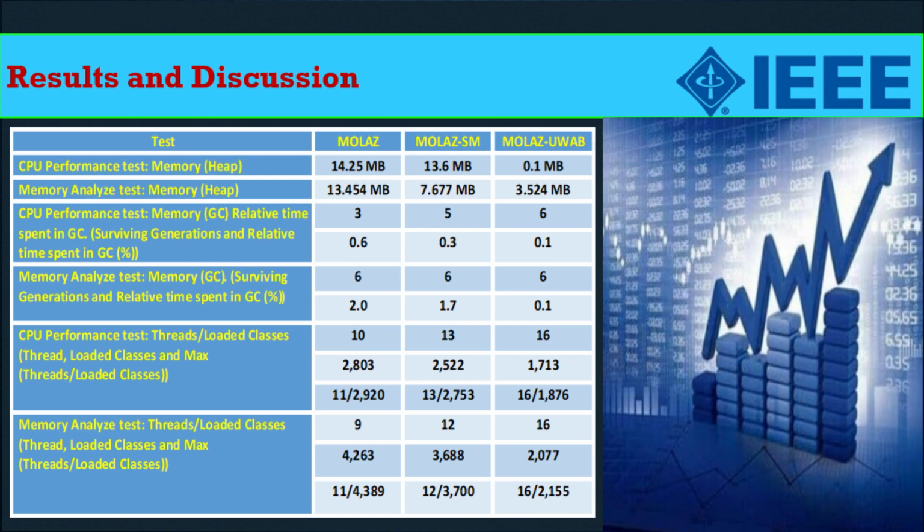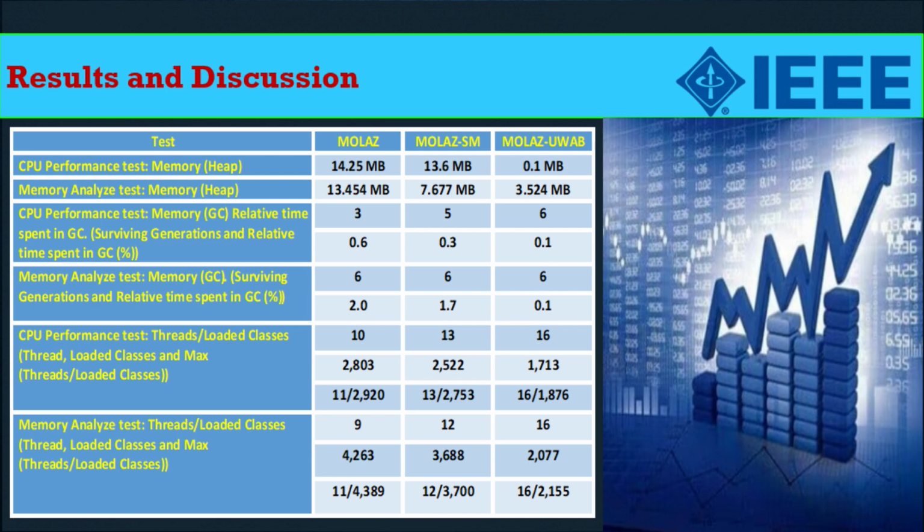When comparing the use of heap in MOLAZ and MOLAZ Plus, we see that heap use in MOLAZ Plus is less than in MOLAZ. The max heap equals 14.25 MB, the used heap of MOLAZ was 13.6 megabytes, and the used heap of MOLAZ Plus was 6.421 megabytes. Therefore, MOLAZ Plus is more stable and higher performing than MOLAZ when using the CPU performance test and memory analysis test.